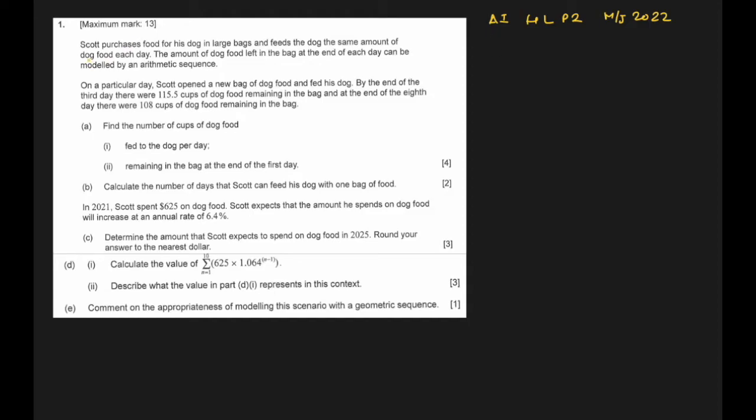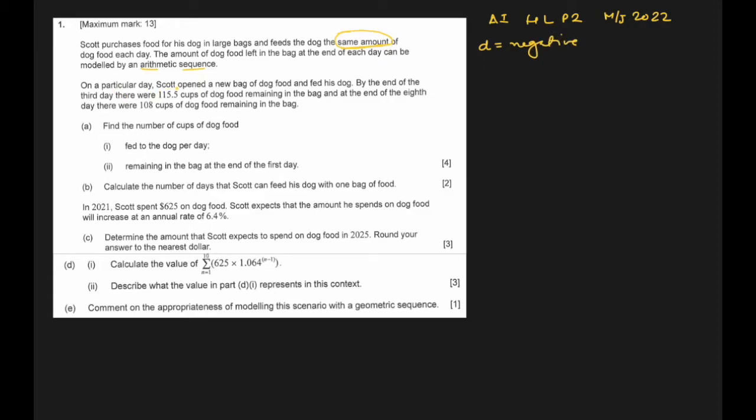Question number 1 says, Scott purchases food for his dog in large bags and feeds the dog the same amount of dog food every day. The amount of dog food left in the bag at the end of each day can be modeled by an arithmetic sequence, and that makes sense because he's feeding the same amount every day, so it goes down by the same amount. That means the common difference will be a negative number for sure.